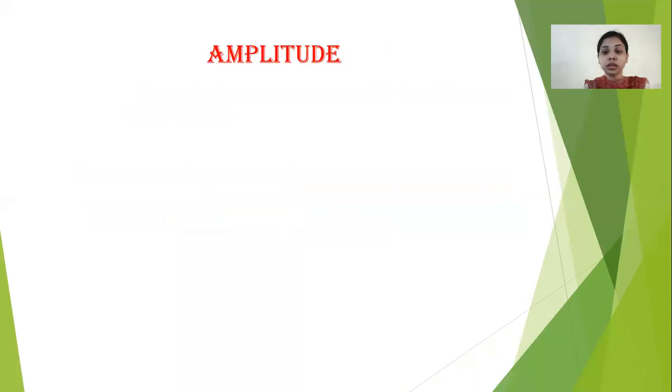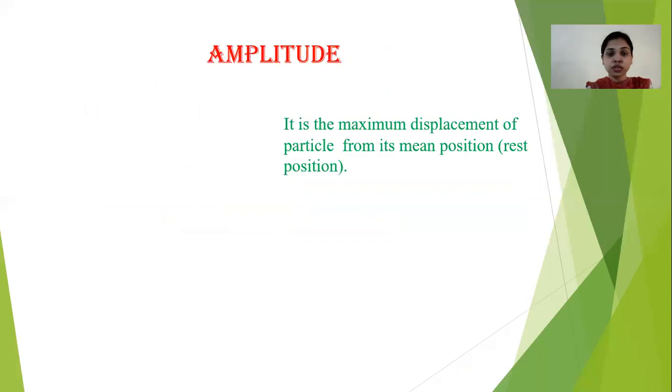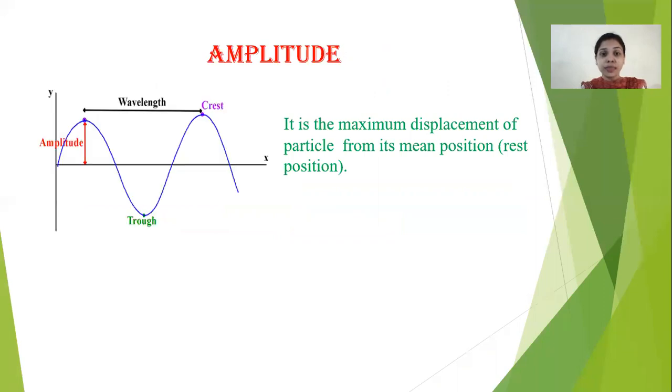Now, the term is the amplitude. It is one property of the wave. We already learned that sound is a kind of wave. Sound travels in the form of wave. So the amplitude is nothing but the maximum displacement traveled by the particle from its rest position or its mean position. We already learned about the form of wave. This is the wave. Sound always travels in this form of wave.